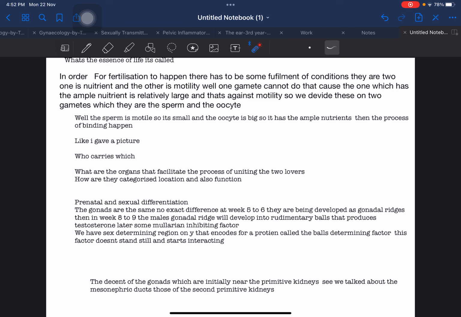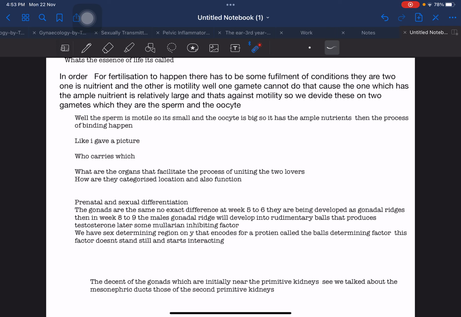This gene encodes a protein called testis-determining factor, but personally I call it the ball-determining factor. Hell no, it's testes. When you hear testes, you feel like it's a wiener. Come on, ball-determining factor. So this ball-determining factor interacts with genes on other chromosomes, genes on the X chromosome for androgen receptors.